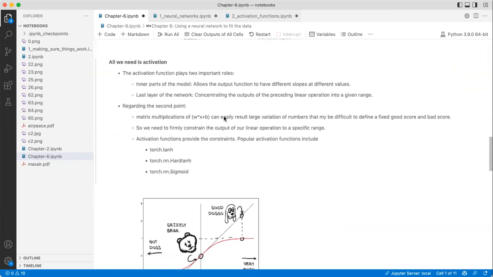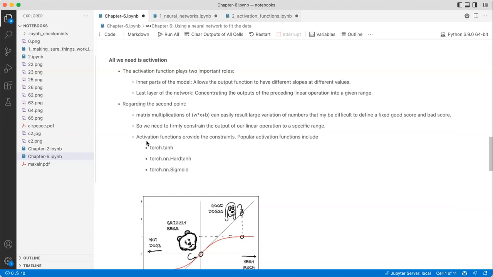So matrix multiplication can easily result in a large activation variation of numbers that may be difficult to define, if it's a good score or a bad score. So we need to firmly constrain the output of our linear operation to a specific range. Activation functions provide this constraint. Popular activation functions include tanh, hard tanh, sigmoid, ReLU, and so on.